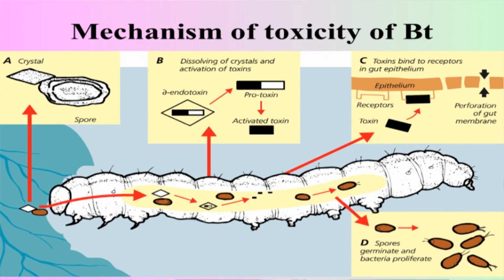Another way you can see is that here the crystals and spores are there. When it reaches a certain pH, it will dissociate and dissolve, converting the endotoxin into a protoxin, and then the active toxin will act on the epithelial cells and produce perforations of the gut membrane, and later the spores will multiply or proliferate.